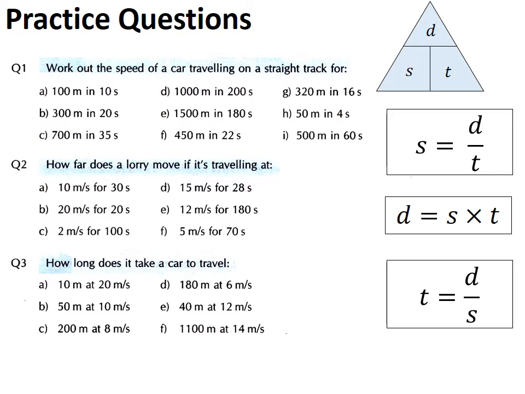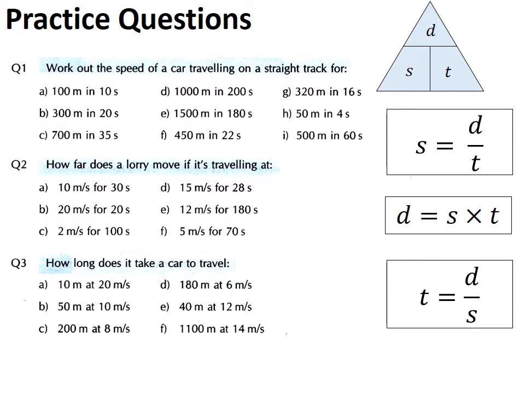In these questions, we need to rearrange the formula for speed. Question 1 asks us to work out the speed. We've done this already, but just so that you know how to use the triangle, you would cover up the S, and S is equal therefore to D divided by T. This line here is the dividing line, and you can see underneath the formula S equals D divided by T. So we would divide the distance and the time to get the speed.